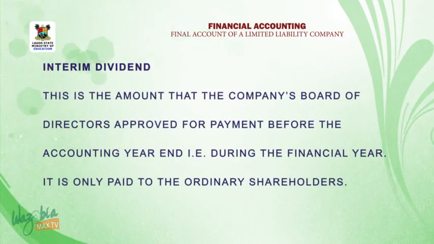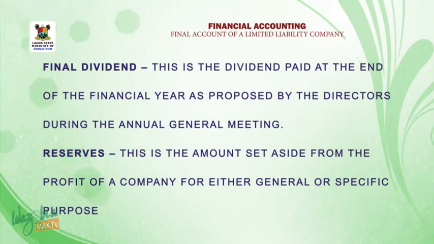Interim dividend. This is the amount that the company's board of directors approved for payment before the accounting year end, that is during the year. It is only paid to the ordinary shareholders. Final dividend. This is the dividend paid at the end of the financial year as proposed by the directors during the annual general meeting.